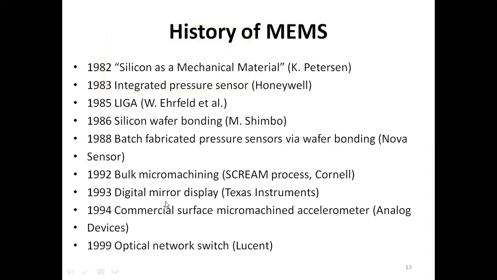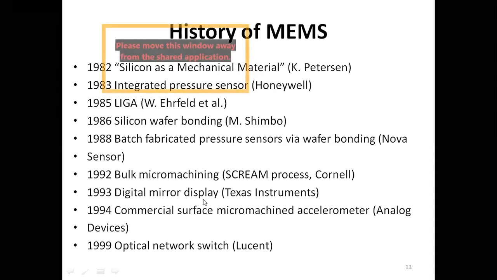1993, digital mirror display. The micro mirror was actually brought to the market by the company Texas Instruments. 1994, a commercial surface micromachined accelerometer was introduced in the market by the company Analog Devices. 1999, an optical network switch was produced.